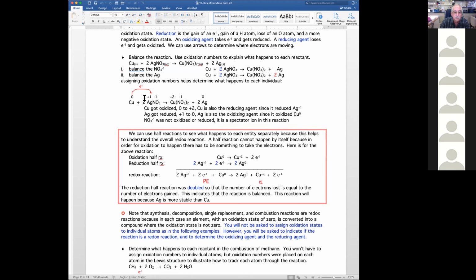Elements are always 0. Ions are equal to their charge, right? So if you just do that and you say, well, this was 0 and now it's +2, what happened to it? It got oxidized. That was +1, now it's 0, it got reduced. So electrons went from the copper to the silver. And why did that happen? Why would this reaction happen? Because silver is more stable than copper. That's why that happened.